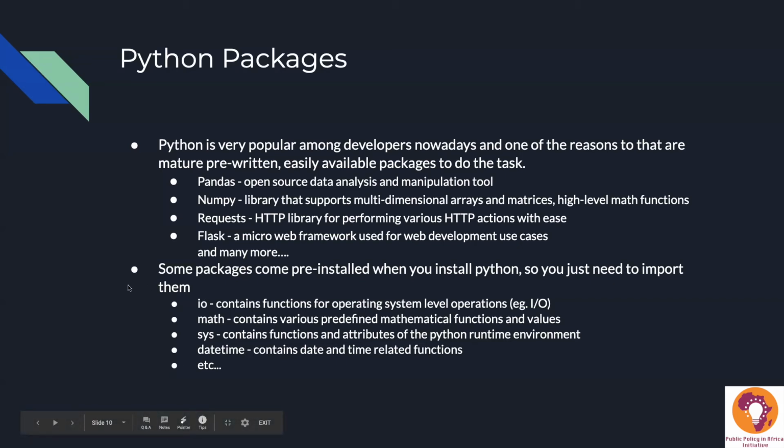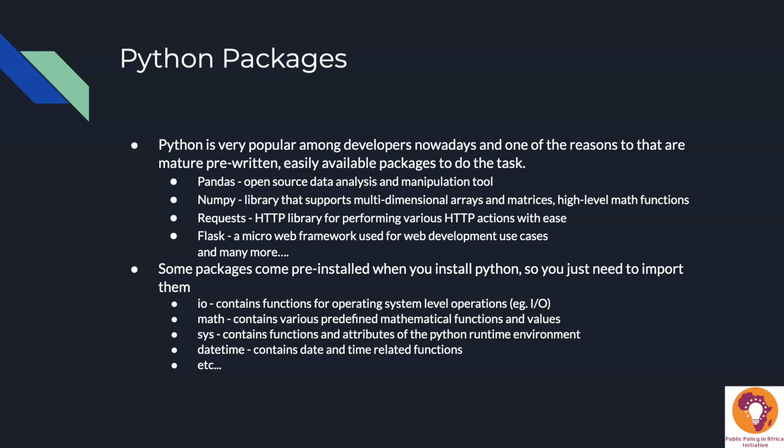But not all packages need to be installed like that. These ones would need to be installed. They don't come pre-installed with your Python distribution. But there are others that do come pre-installed, so all you really need to do is import them. A package we've already worked with is the io package. It contains functions for operating system level operations like input-output, or IO operations. We've already used this one. We didn't have to do any installs to make the io package available. All we had to do was import io into our environment. So that one comes pre-installed when you install Python.